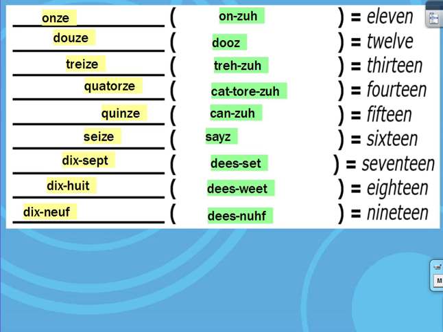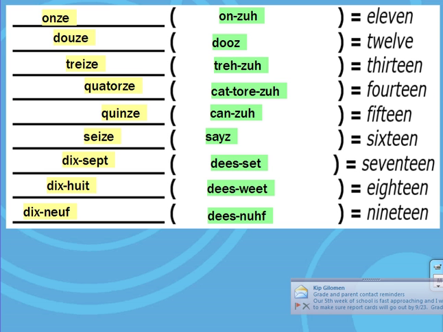Going through 11 through 19 now, we have onze. 12 is douze. 13 is treize. 14 is quatorze. 15 is quinze. 16 is seize. 17 is dix-sept. 18 is dix-huit. And 19 is dix-neuf.